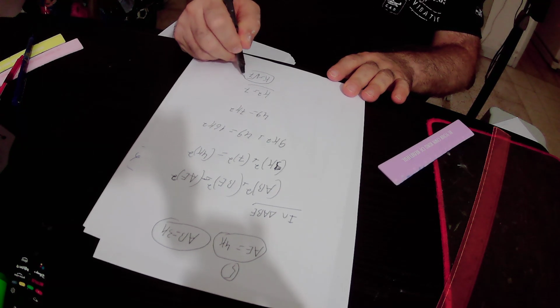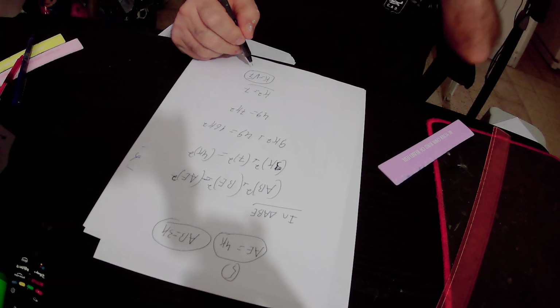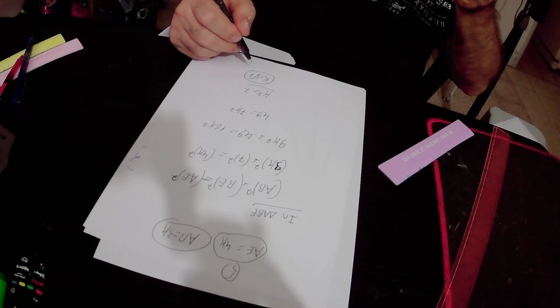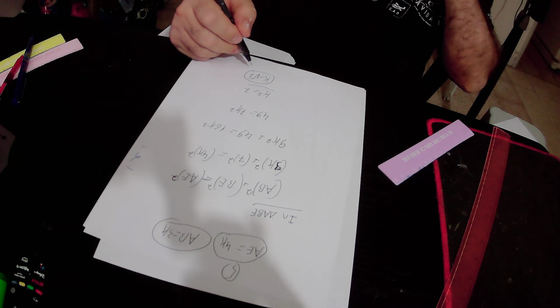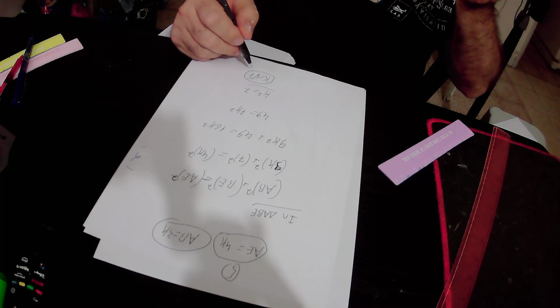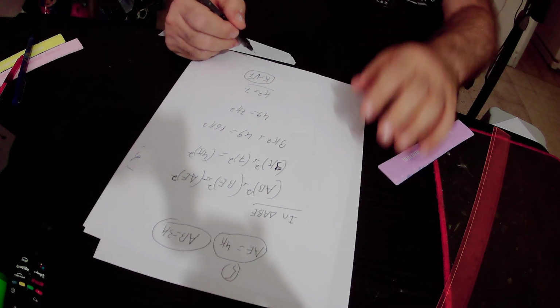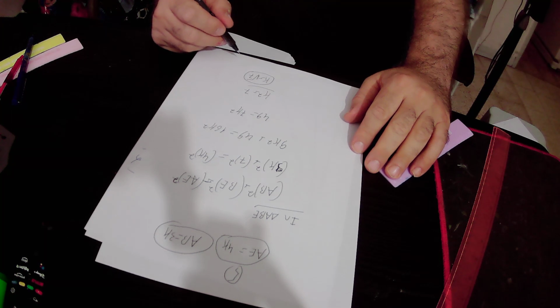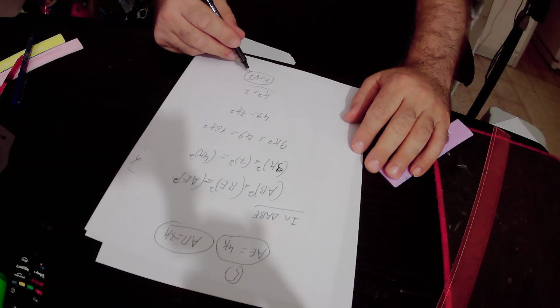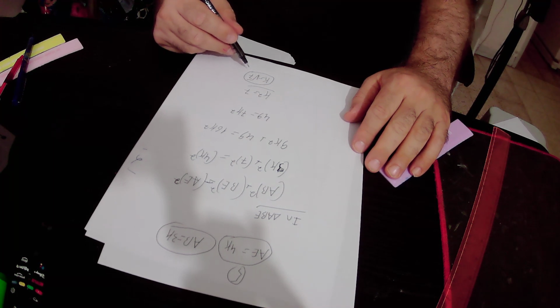Actually, it is the positive root of 7 because K cannot be negative, because we are talking about the side of a triangle. The side of a triangle must be a positive number, therefore K is positive. So we found out that K equals positive root 7 units.